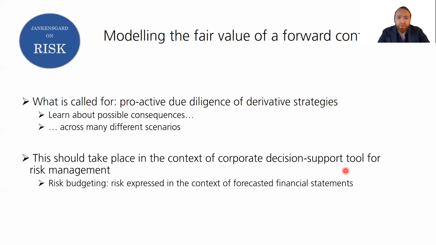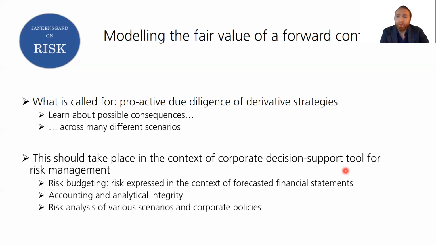And this is referred to as risk budgeting, right? We express risk using the financial numbers, and you want this model to have a very high degree of accounting analytical integrity to be a reliable companion for decision making, right? So within that, you can apply different scenarios and evaluate your firm's performance and risk, as well as different corporate policies. If we do this, what happens to risk and return, etc. And this is the context in which we're going to evaluate these derivatives, right?